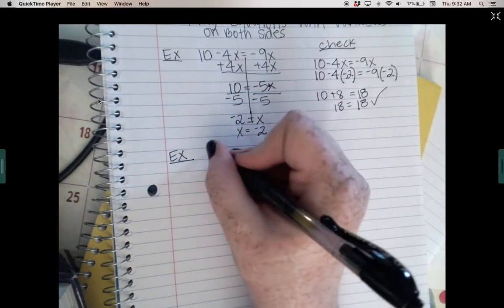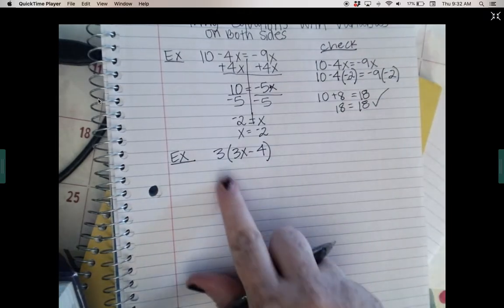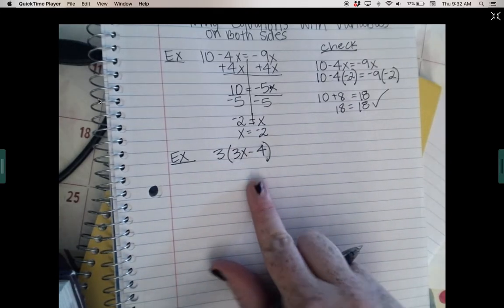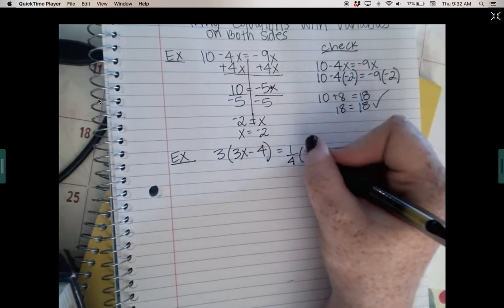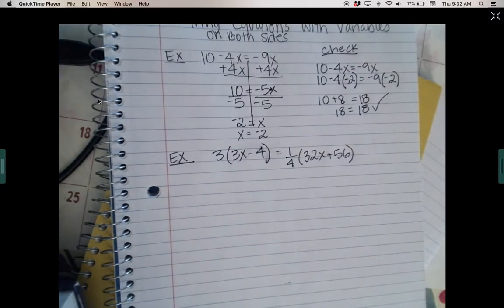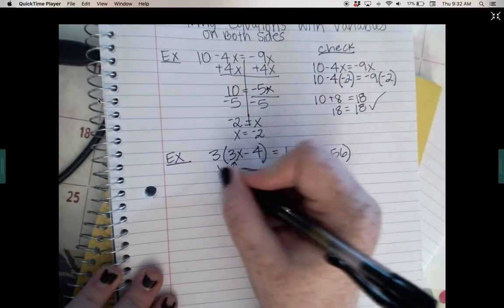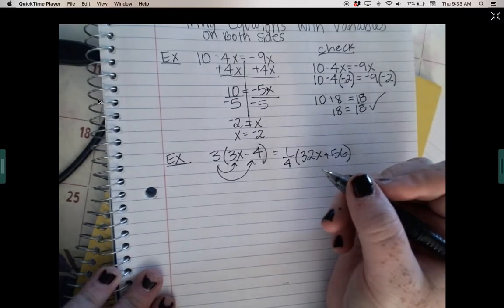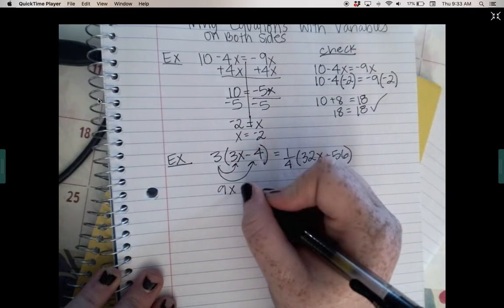Okay. We have 3 times 3x minus 4. So we're doing 3 times that whole thing, equals 1/4 times 32x plus 56. Okay. So the first thing that I would do is distributive property. So distributive property says I do this times 3 times everything. What's 3 times 3x? What's 3 times negative 4? Negative 12.